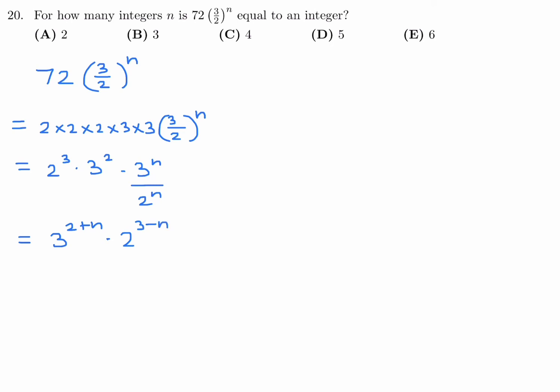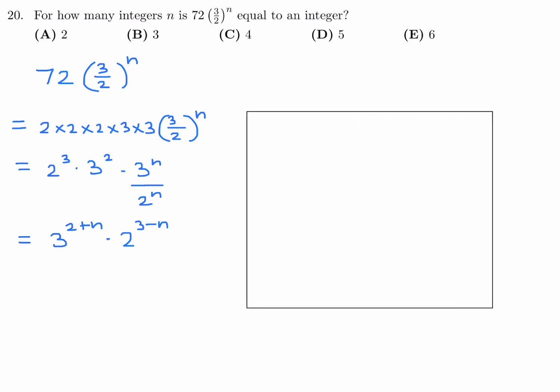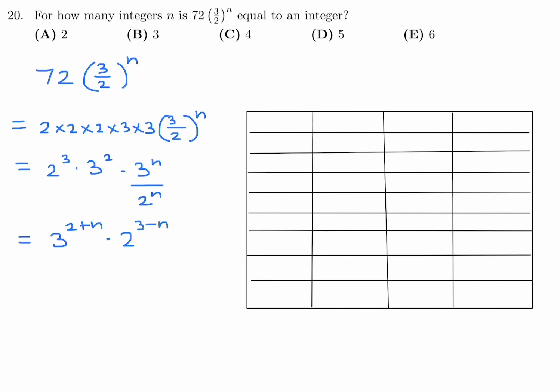Okay, so like I tend to do, I will make a table, and let's see what we get. So here I will put n. Here I will put 2 to the power of 3 minus n, 3 to the power of 2 plus n, and then of course the product, which is 2 to the power of 3 minus n times 3 to the power of 2 plus n. All right, here we go.